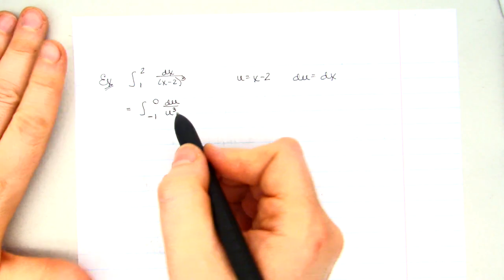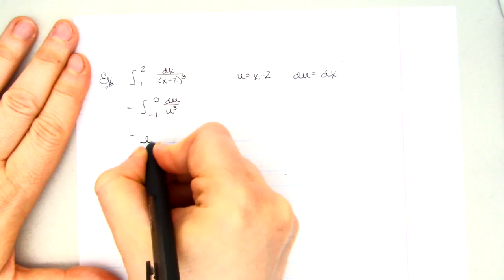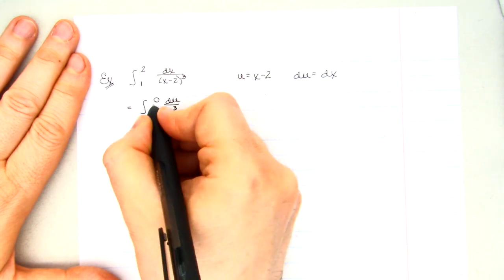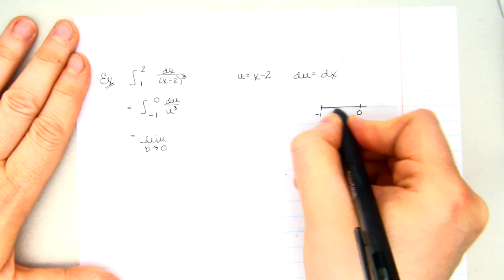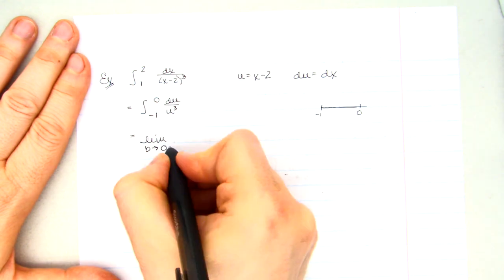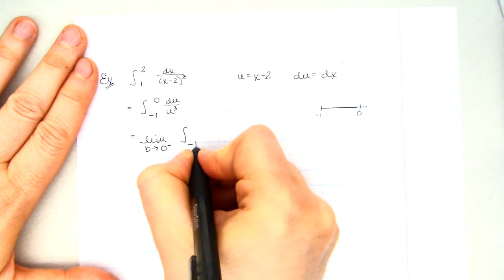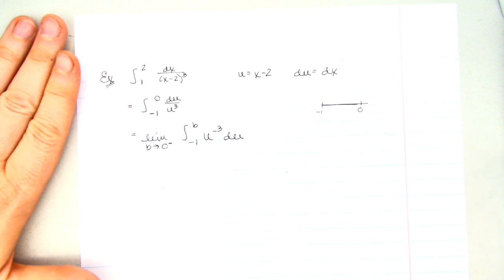Once again, I have an issue at u equals 0. So I'm going to turn this into the limit as b approaches 0. I only care about from the left of 0. If you think how we're going from negative 1 over to 0, I just care about as I'm approaching it from the left side. Limit as b approaches 0 from the left of the integral from negative 1 to b of u to the negative 3 du.